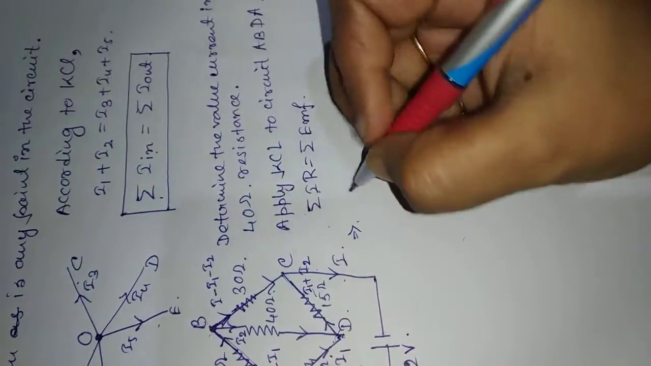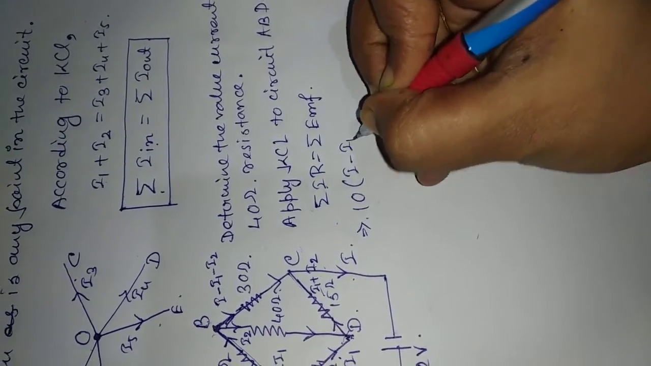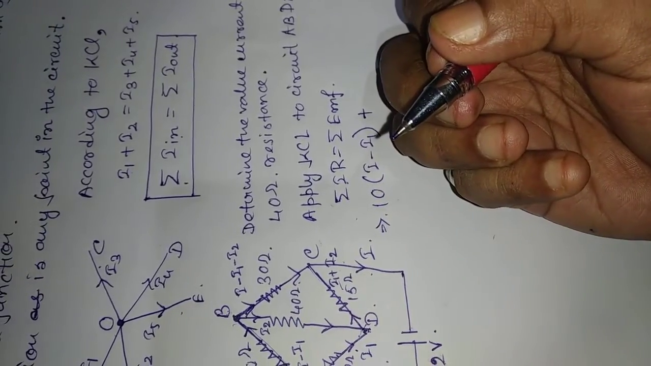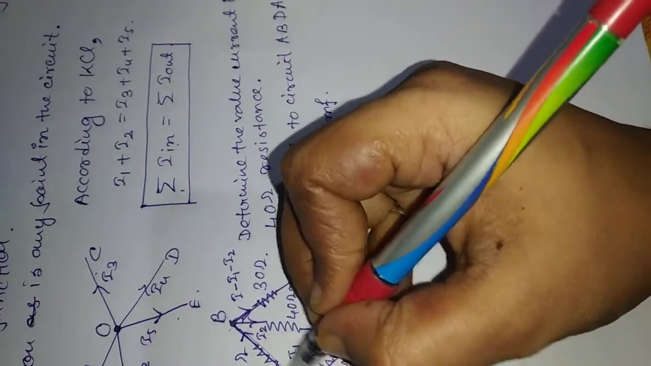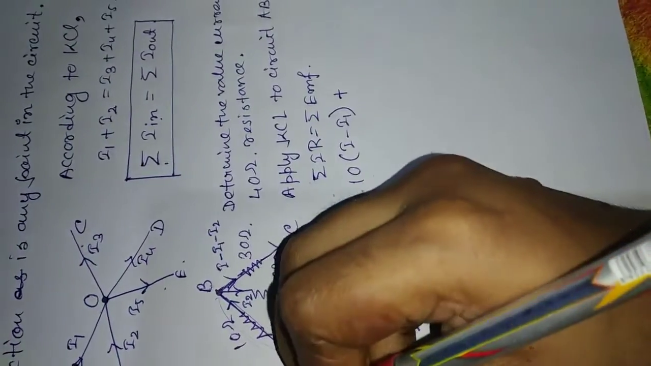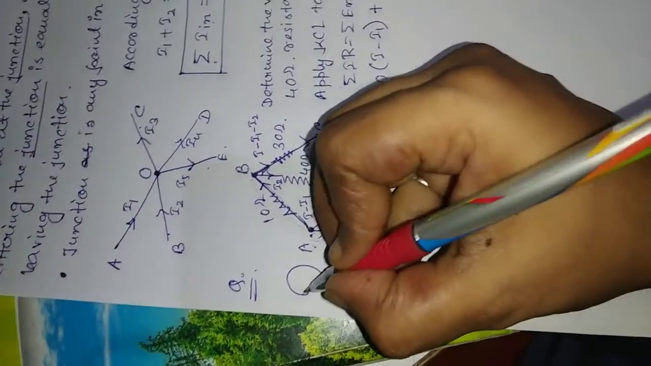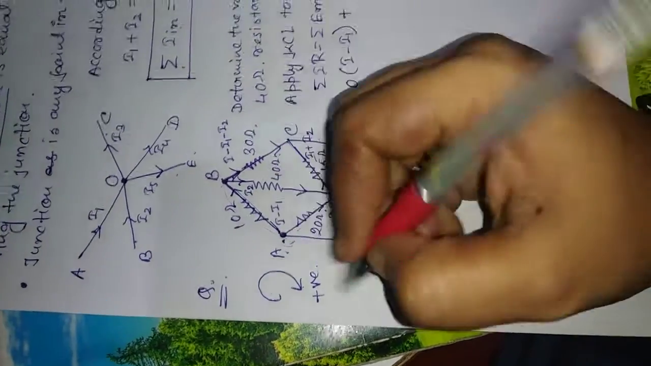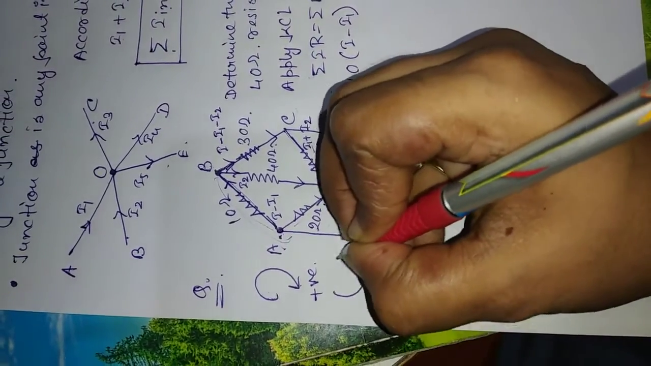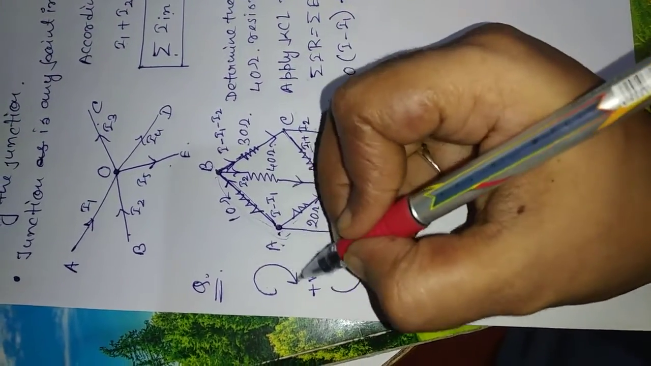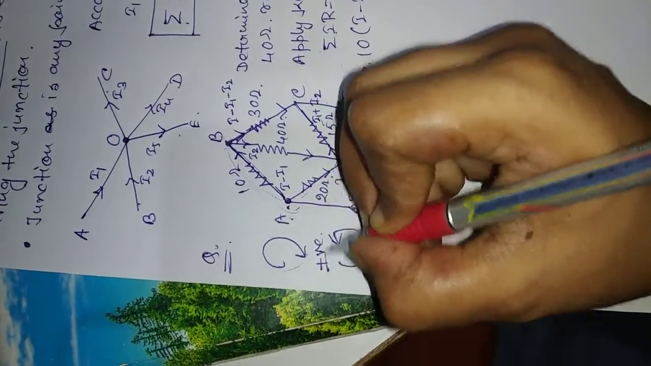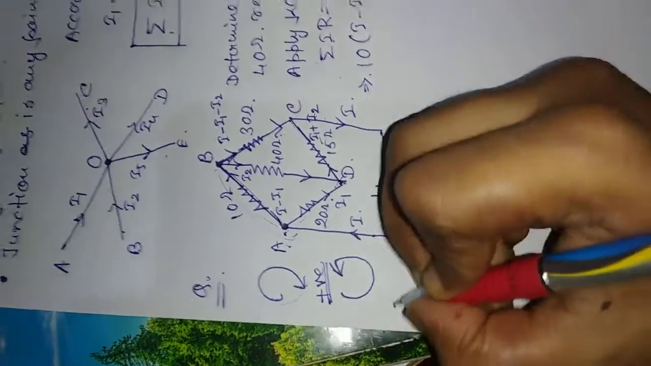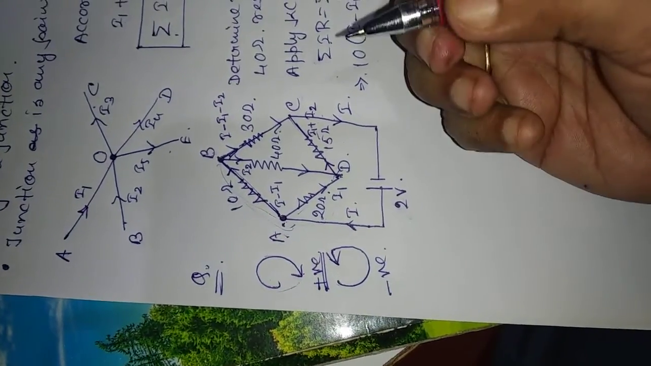Here first, that is 10 into I minus I1 plus through this. I am sorry, and one thing is that I am considering it anti-clockwise. When I am considering anti-clockwise, it will be considered as the positive direction of the current. When the rotation is clockwise, then the value will be positive, and when it is anti-clockwise, it will be negative, right?